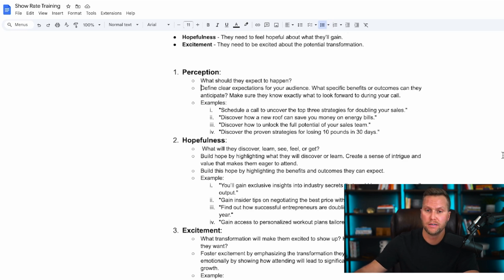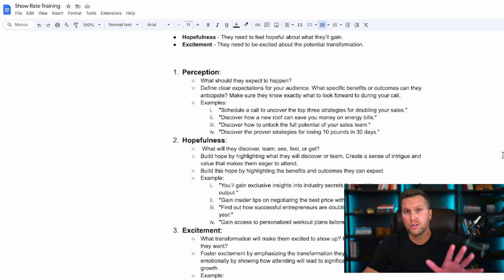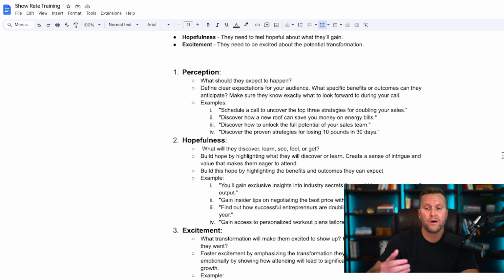It makes them eager to attend. And what you want to do is build this hope by highlighting the benefits and the outcomes that they can expect by not working with you, but by attending the call. Remember, we're trying to get them to show up to a call. And we're trying to do that by creating some sense of hopefulness of what they're going to achieve.